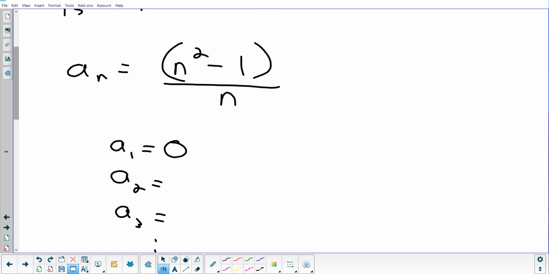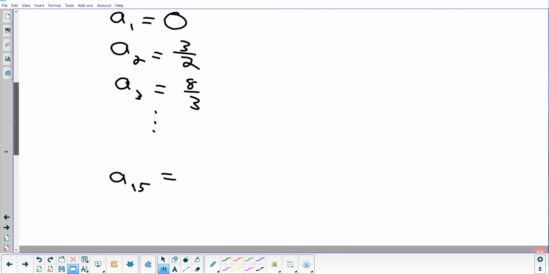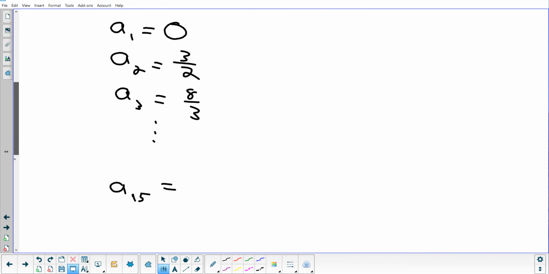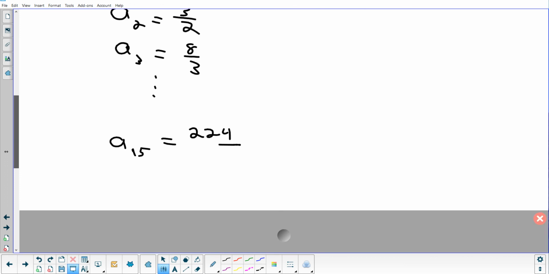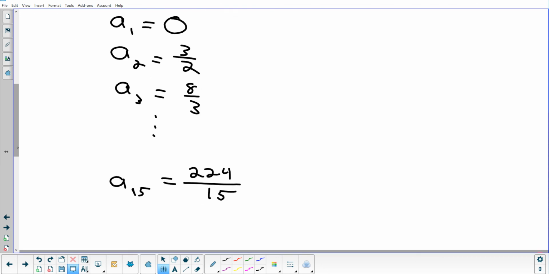How about when you plug in 2? What do you get? 3/2. How about when you plug in 3? 8/3. So 9 minus 1 is 8/3. And how about when you plug in, we're just going to jump right to the 15th term. What do you get with that? 224/15. 224 over 15.